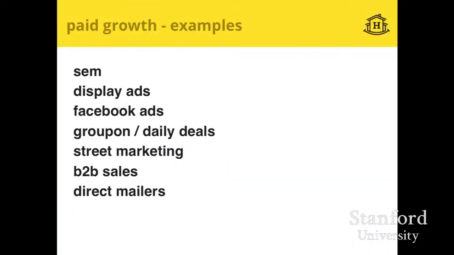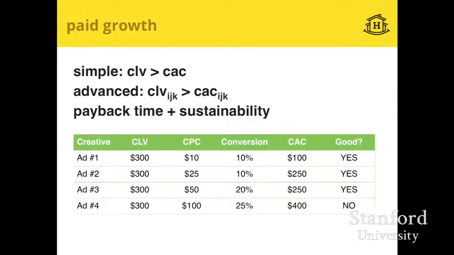And lastly, it's paid growth. Examples of paid growth are right here. These are the most obvious ones, but I'm sure you can think of more. Paid growth is basically, you happen to have money you can spend, you might have credit cards, whatever, and you can spend something to get users. The correct way to think about paid growth is that you're going to risk putting money out there. What are you going to get in return?